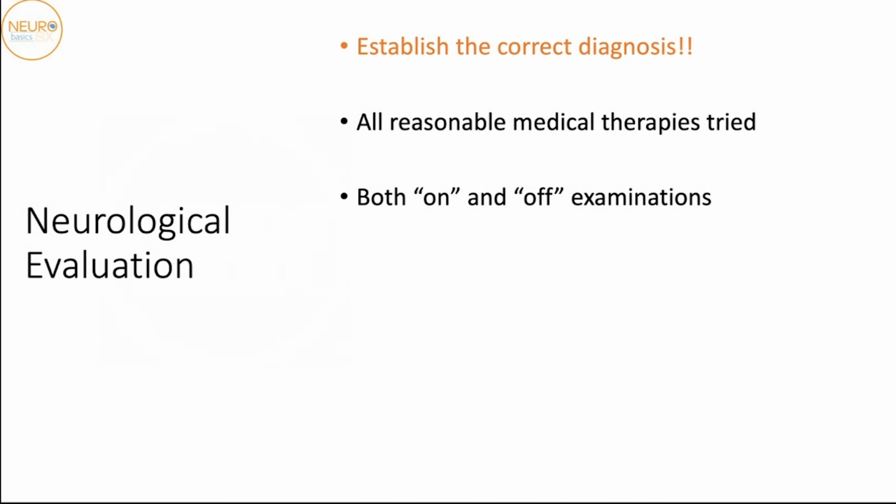When it comes to the neurologist, the most important thing is to establish the correct diagnosis. DBS is only indicated for idiopathic Parkinson's disease. It does not work for other types of Parkinsonism. It's also important to establish that all other reasonable medical therapies have been tried and that they are not working very well right now. And it is also important to evaluate the patient both on and off medications.